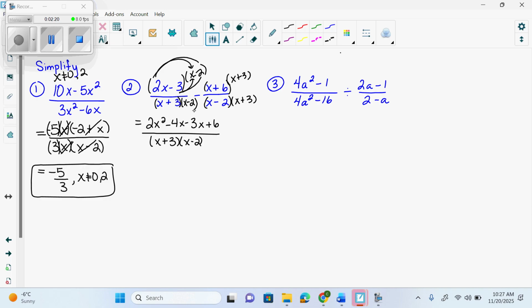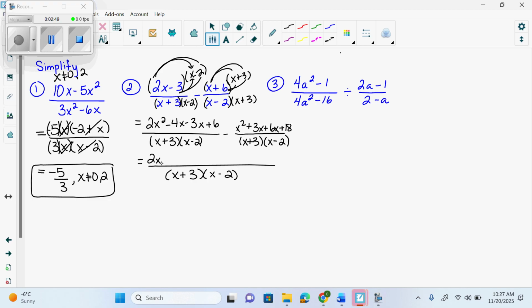Okay, then we get x times x is x squared. x times 3 is 3x. 6 times x is 6x. And 6 times 3 is 18. All over x plus 3, x minus 2. Now we have a common denominator, so we can write them all over that. x plus 3, x minus 2. We have subtraction that we have to make sure that we distribute through. So we get 2x squared minus 4x minus 3x plus 6. Minus x squared minus 3x minus 6x minus 18. So it changes all the signs behind it.